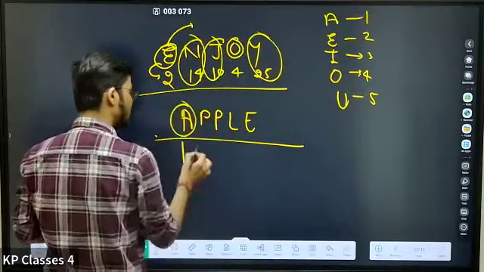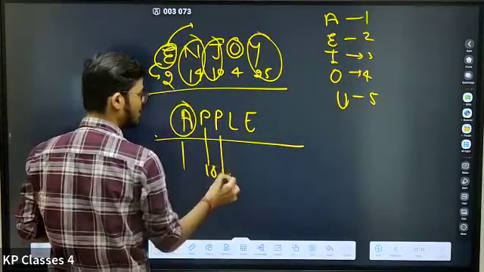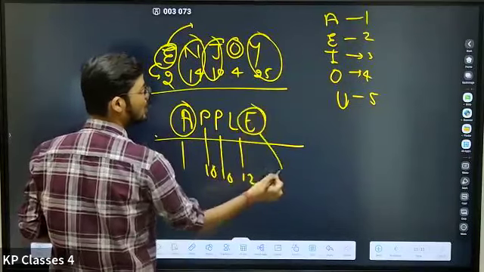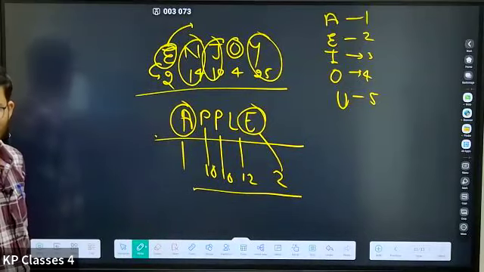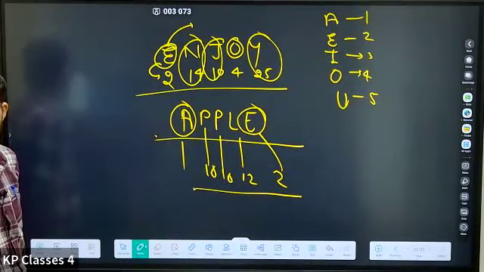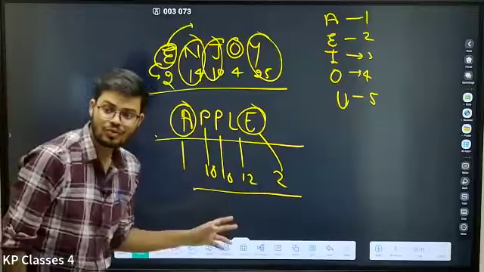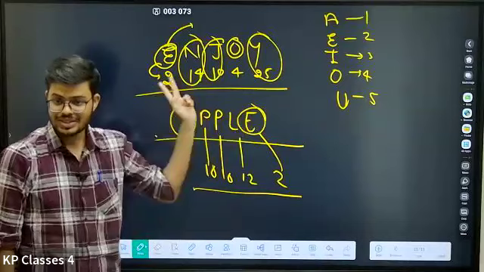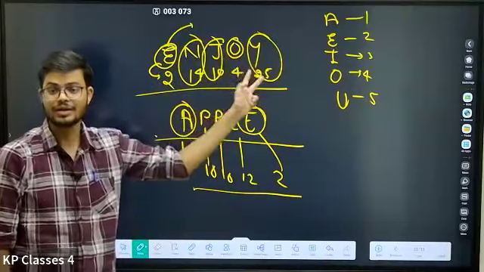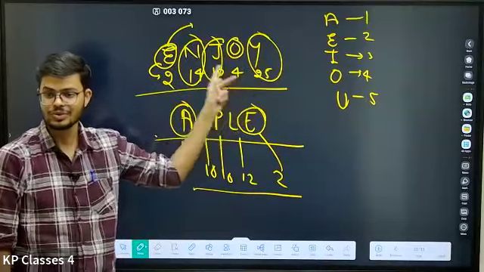So here also A is at 1, P is at 16, P is at 16, L is at 12, but E is what? E is at 2. Like this, we could have done it. 1, 16, 16, 12, and 2. So we need to think this way also, because sometimes this can be asked in the question.